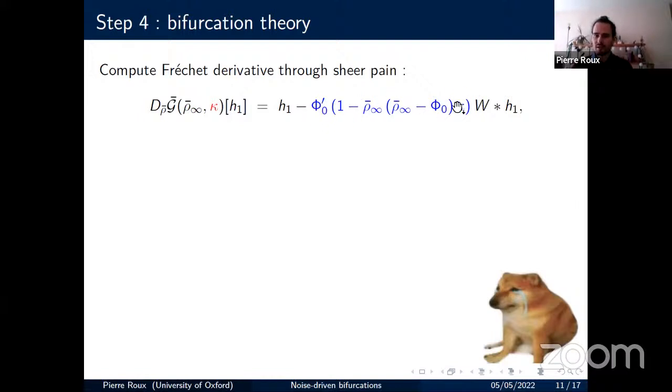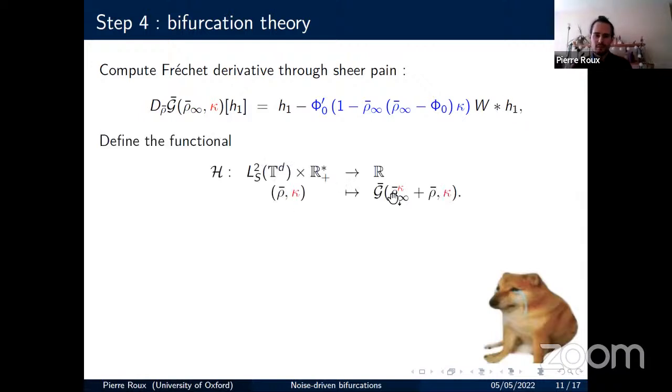1 minus something that depends only on the constant stationary state firing rate and the noise parameter. And here you have this convolution of W with a test function, H1 in L2S. Then you define this functional, rescaled in order to satisfy the hypothesis of the Crandall-Rabinowitz theorem, to have a trivial stationary state at 0. So you can see that if rho bar equals 0, you are at a 0 of H for each kappa.